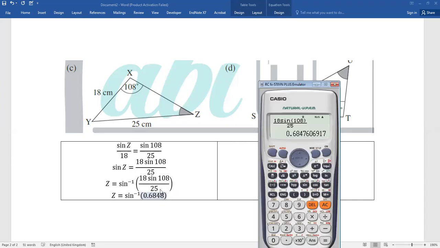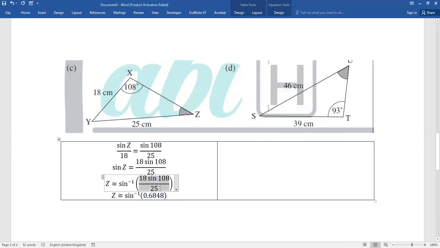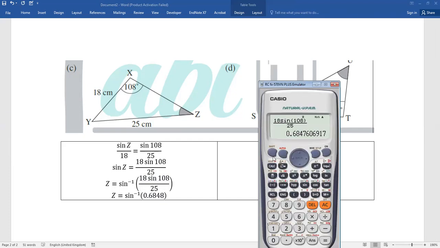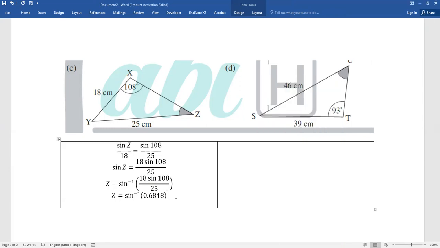Or you could have just used this entire value, the calculator will give you the same answer. You can do it this way as well, sine inverse of 18 sine 108. Make sure you close the brackets appropriately upon 25, or else you get syntax error in the calculator. 43.2 degrees. Both ways you will be getting the same value. Is this clear?